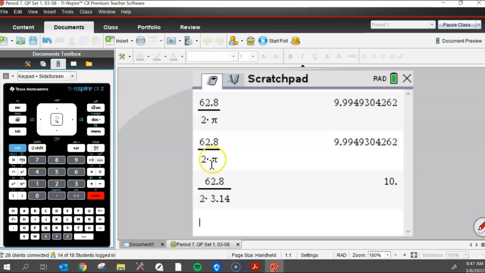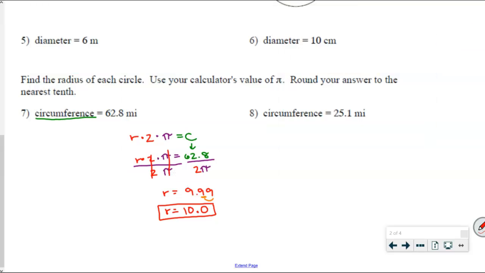So you can see the full value of pi, how many decimals it gives us, how accurate that is. With just the approximation, we lose a lot of that accuracy. So please make sure you are using your calculator's version of pi.